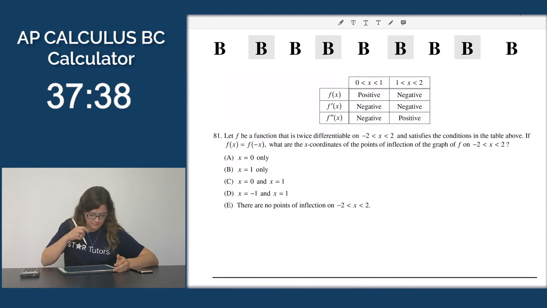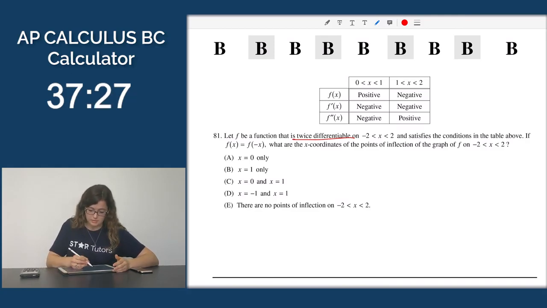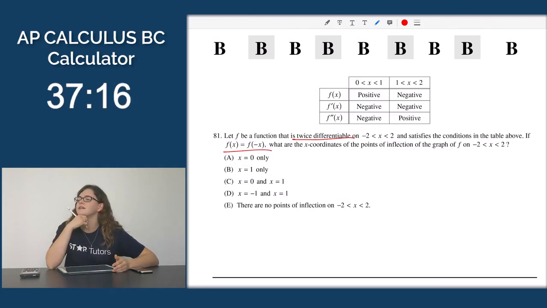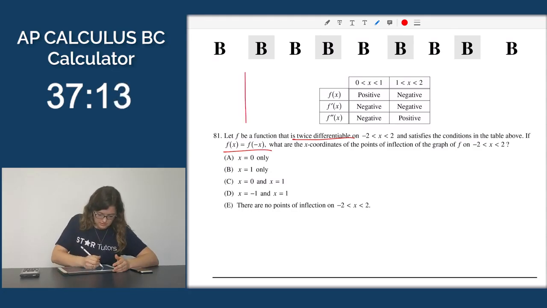Let's see, let f be a function that's twice differentiable. So that means I could take 2 derivatives on negative 2 to 2 and satisfies the conditions in the table above. Okay, so they're telling me a bunch of things about which things are positive and negative. F of x equals f of negative x. So if you remember, guys, this means that the function is even. So I'm going to draw a picture to guess. It means that if I plug in an x value, I get the same thing if I plugged in the negative of that value. So like these points have to be the same, and these points would have to be the same. So that means it's an even function.